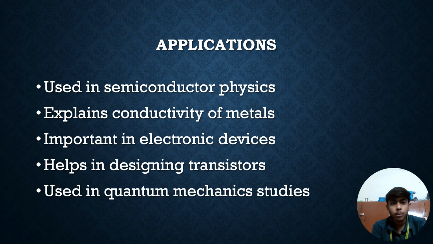Now we know about applications. Fermi-Dirac distribution is used in semiconductor physics. For example, silicon and germanium are the best semiconductors, and it explains conductivity of metals. It is important in electronic devices, helps in designing transistors, and is used in quantum mechanics studies.